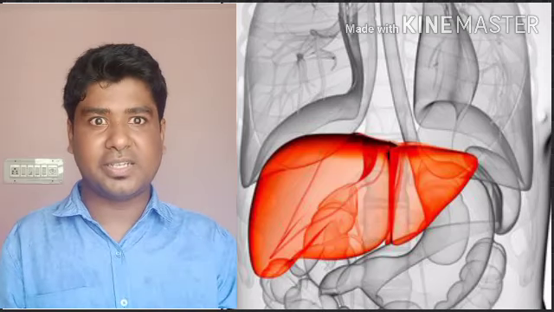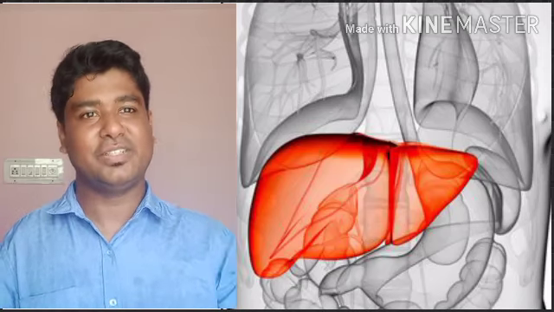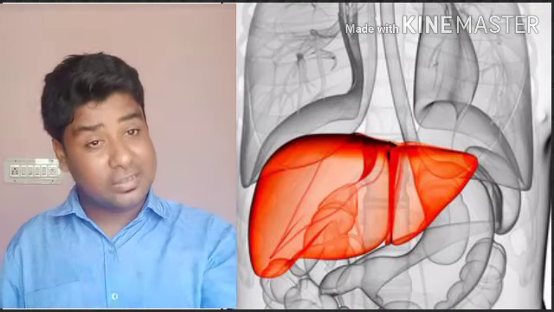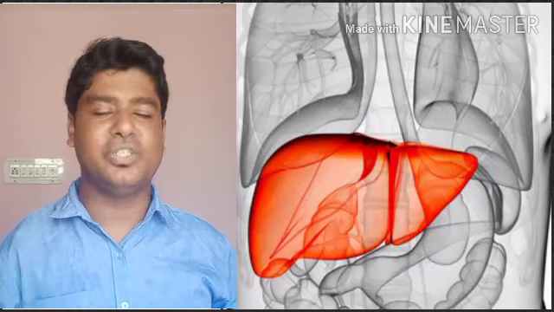So through the duct it passes, so it is an exocrine gland. What do you mean by that? We'll learn it in the next chapter. So through the bile duct, the liver secretes bile juice. So bile juice comes to the duodenum.